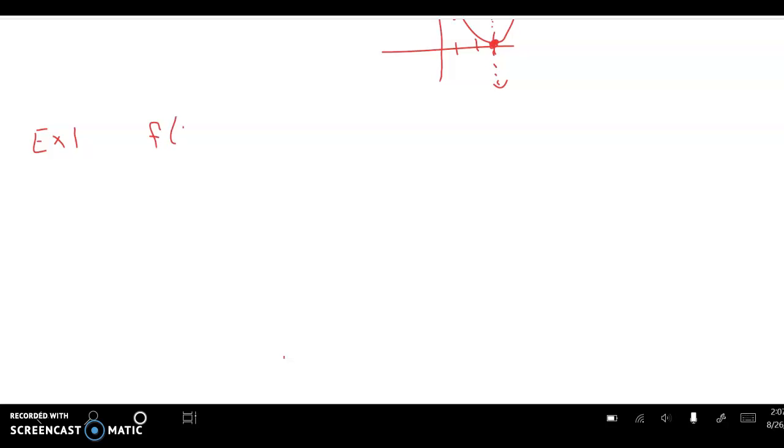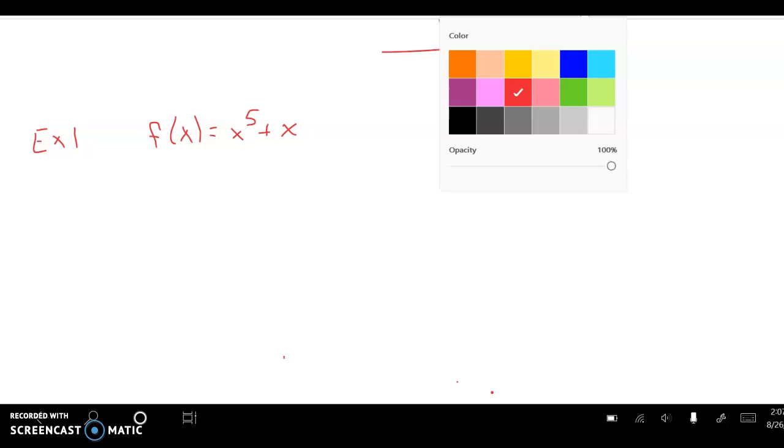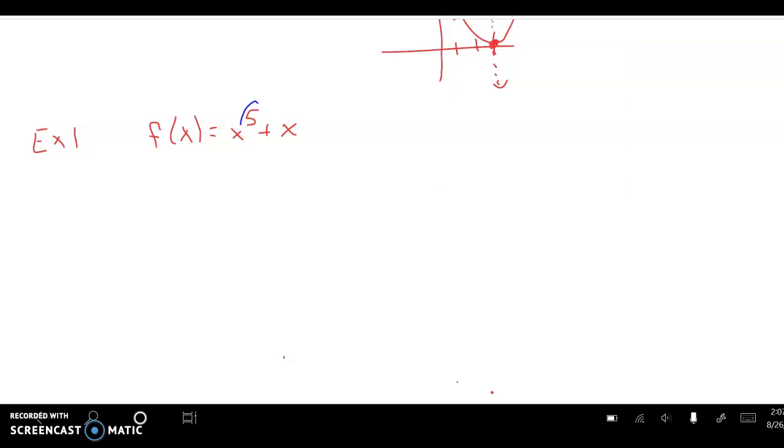f of x equals x to the fifth plus x. Now, the degree is helpful in some regards. We know it's a fifth degree polynomial. So right off the bat, we know it can't be an even function because that's one thing you can eliminate. It can't be an even function. So it's either an odd function or it's neither.